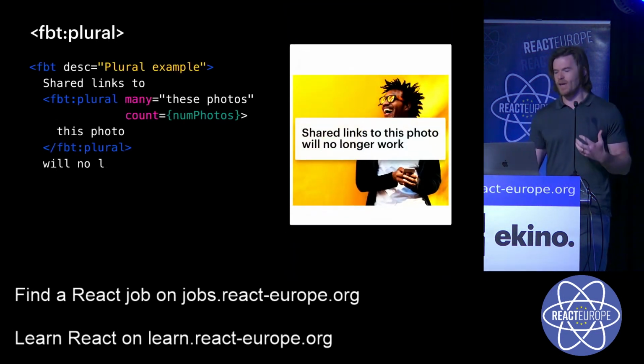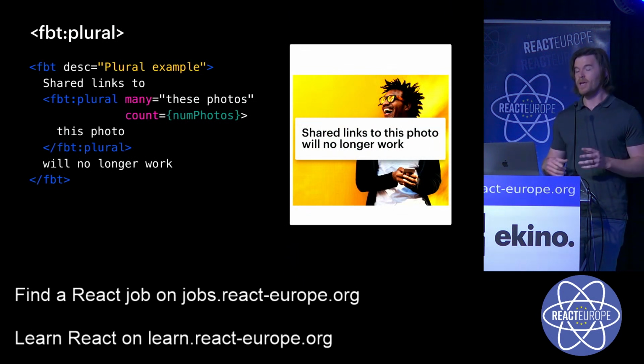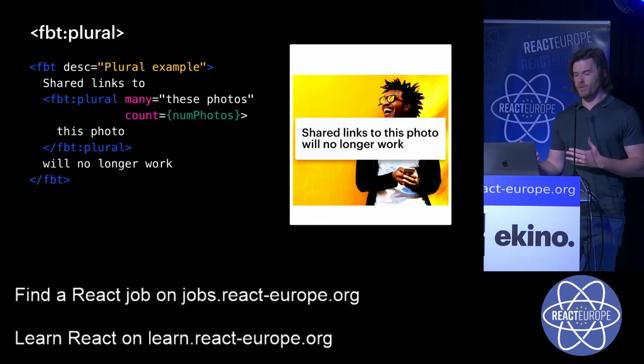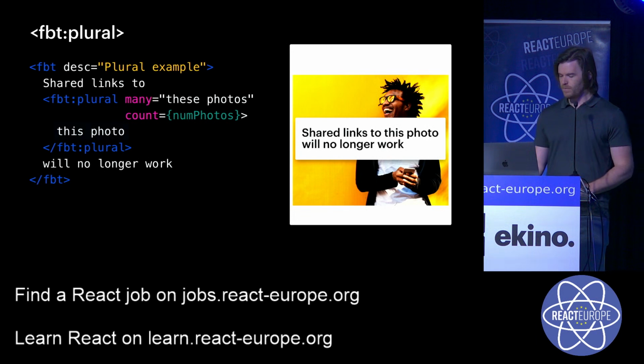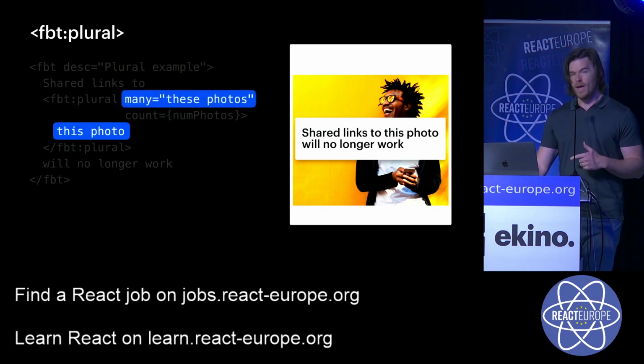So FBT provides the FBT Plural construct to make writing correct English grammar easier and to enable translations to multiplex, as determined by the translator, into their appropriate translation. So here we're constructing the same string but correctly. We have "shared links to this photo" for the English singular, and "shared links to these photos" with the number included, as you can see in count. And so we'll pick the right sentence depending on that runtime variable num photos. You'll notice the author provides the singular case as a required child and the plural case in that many attribute.